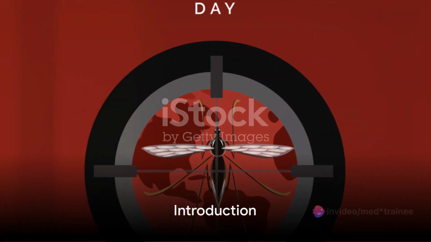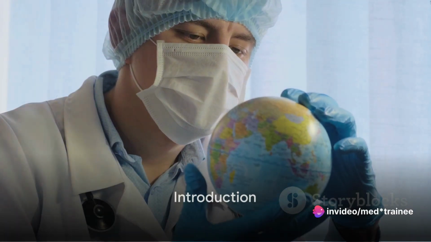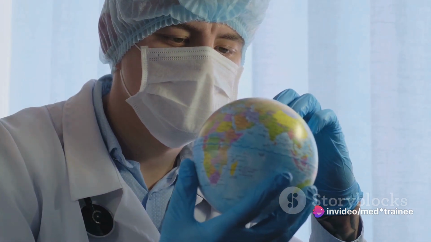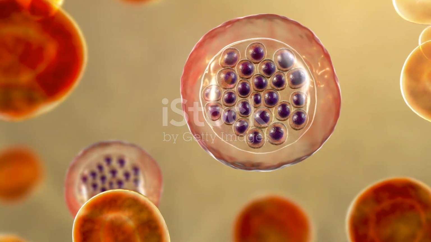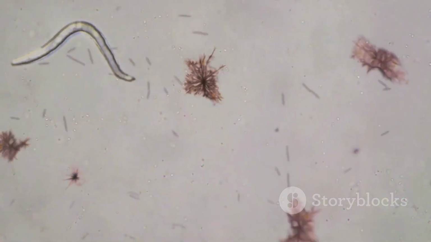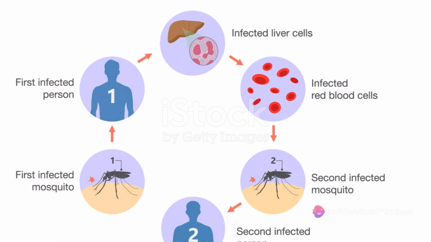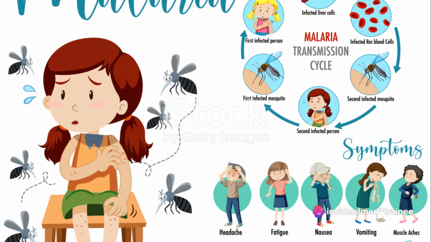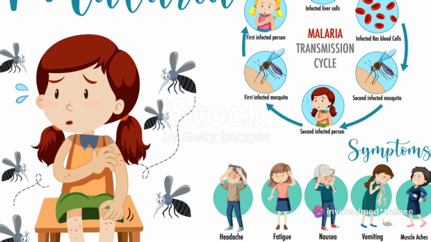Ever wondered why malaria, a disease known to mankind for centuries, continues to be a global health challenge? At the heart of this persistent problem lies a tiny but complex parasite, Plasmodium. Understanding its life cycle not only demystifies the disease, but also aids in designing effective treatment and prevention strategies.